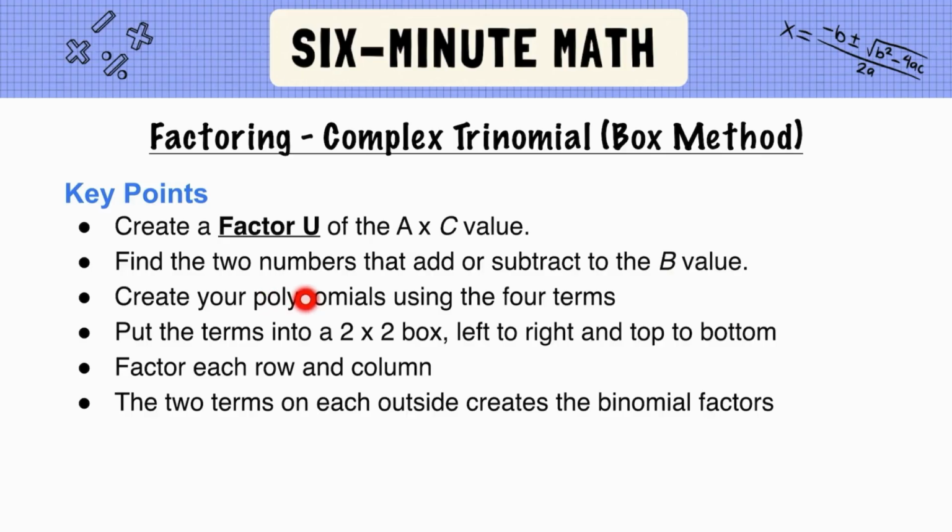We're going to create a polynomial using 4 terms by splitting this b value into the two factors that we found in our first step. And then we're going to place these terms into a 2x2 box, left to right, top to bottom. We are going to factor each row and column, and the terms on the outside will create our binomial factors. This is best demonstrated by an example, so let's check one out together.